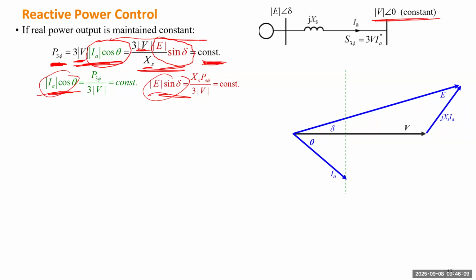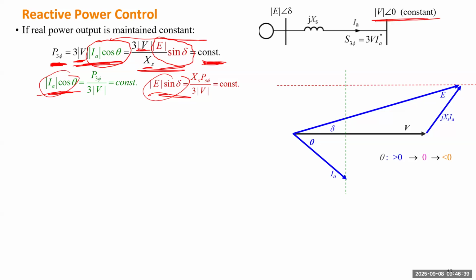Okay, so the current head will move along this vertical line. And the head of E will move along this horizontal line. But definitely they need to coordinate, such that the phasor diagram still holds, because you need to account for the voltage drop. So this should be connected by the voltage drop on the synchronous reactance. So let's study 3 typical conditions.